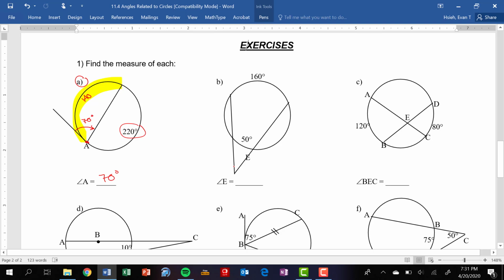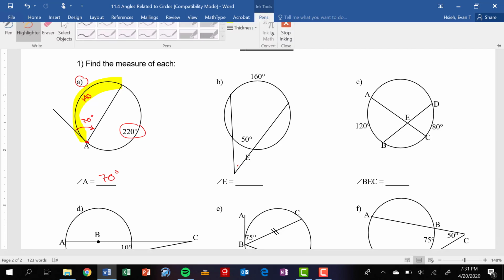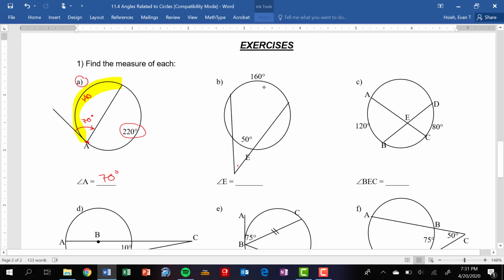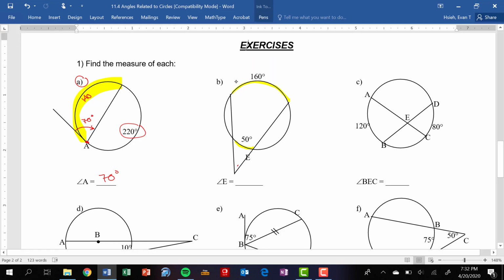All right, this angle right here is the one we're looking for next. It's going to be outside the circle, and so now we're looking at the intercepted arcs being here and here. When the vertex is outside of the circle, it's going to be half of the difference between the intercepted arcs. So it's going to be 160 minus 50 divided by 2, because it's half. And so it's going to be 110 divided by 2, or 55 degrees.